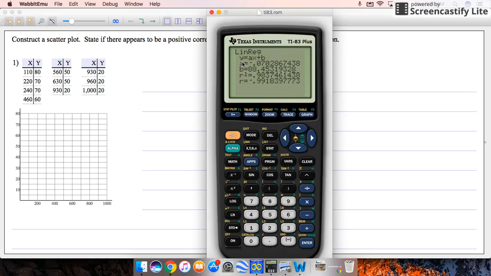Also, we see this y equals ax plus b, and they're giving us a is equal to negative 0.07028. This is the slope, right, of our regression line. If the slope of our regression line is negative, that means that it's a negative correlation. If it's positive, that means that it's a positive correlation. So these two signs should be the same, right? The only time that they wouldn't be the same is if there is no correlation.